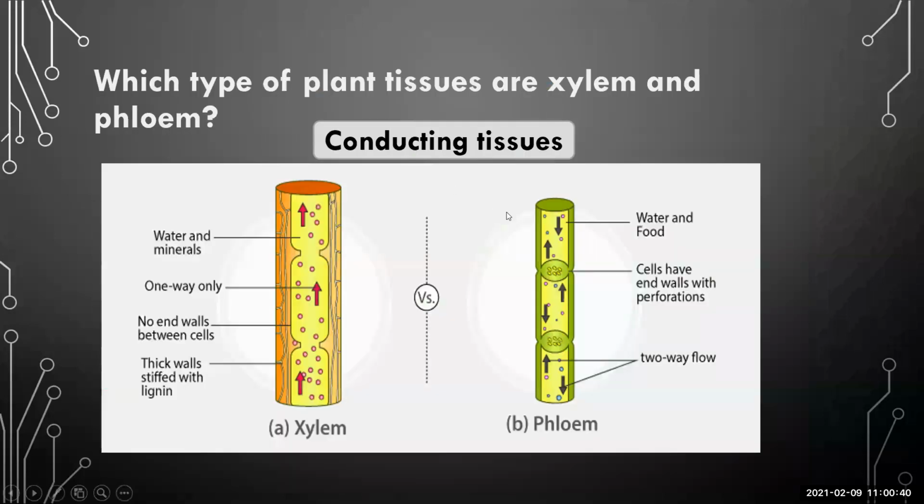Now we can see in this picture which plant tissues are xylem and phloem. In the conducting tissue xylem, you can see the water flow is only unidirectional, from downward to the upward direction. But in phloem you can see the food moves in both directions, a two-way flow, so that the food will be transported to each and every part of the body. As we know, this is how the plants produce the food.